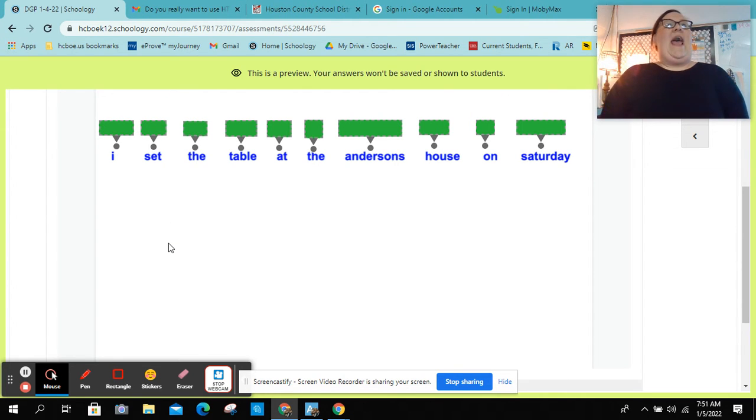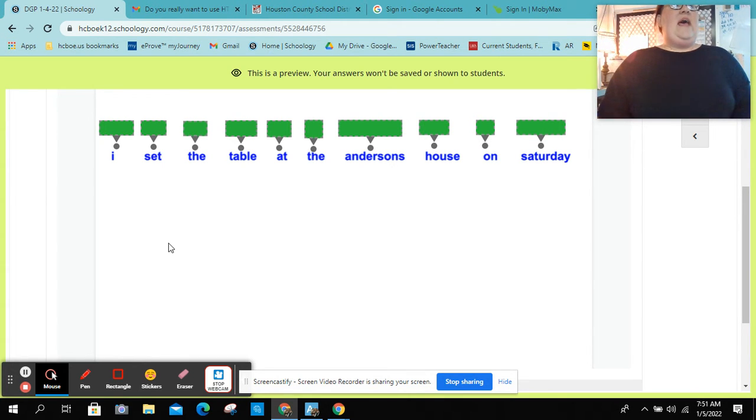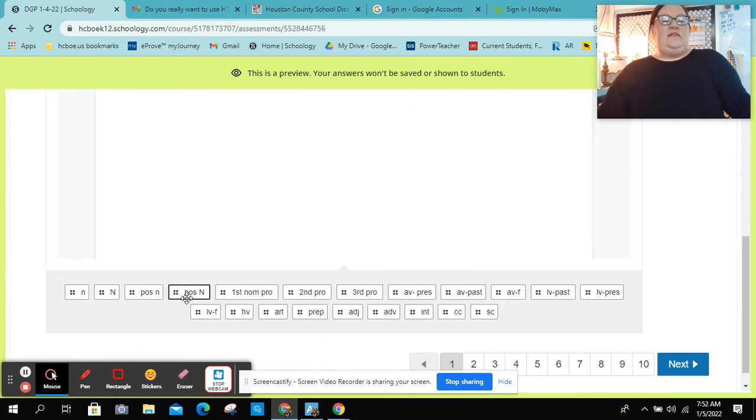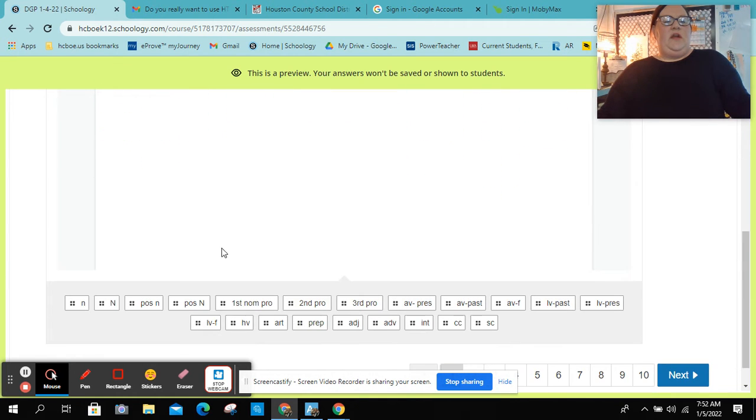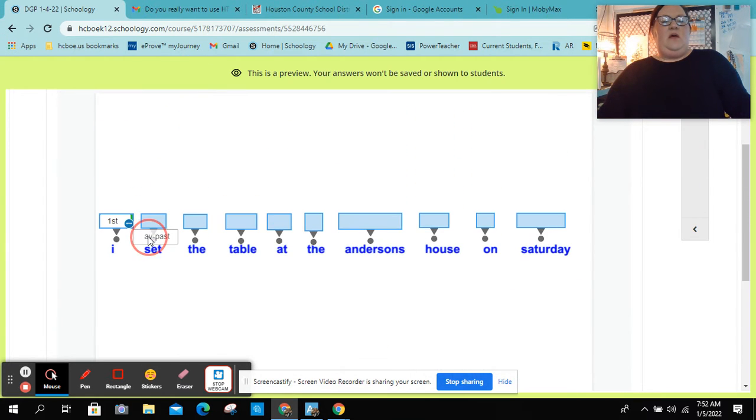Okay, what is the action in this sentence? What is being done? Set. Okay, is set something that is done in the past or in the present? Past. Okay, so it is an action verb, past tense. Action verb, past tense. So you should have dragged first person nominative here. You need to find action verb, past tense, and drag it up here.